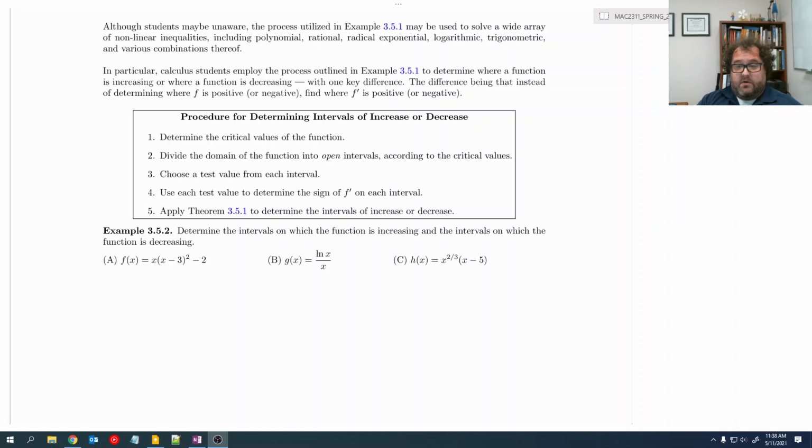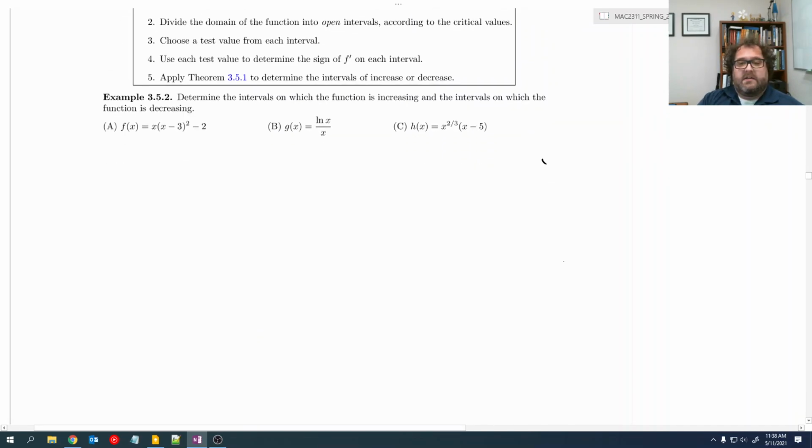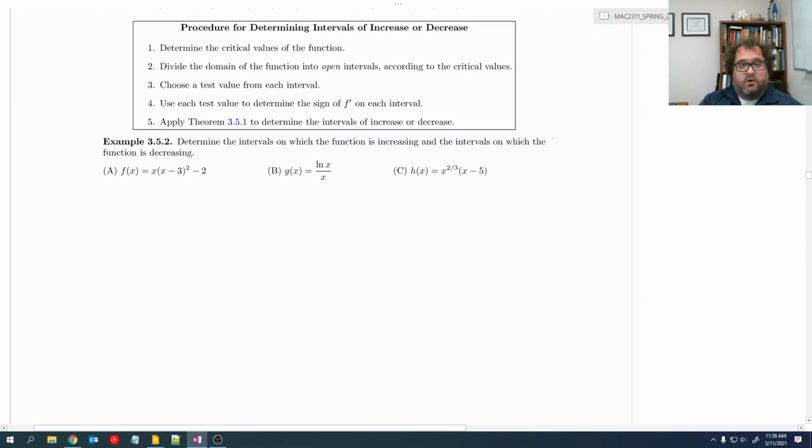Okay, so example A, nice polynomial. First step, I'll scroll back up so we can have our procedure visible. The first step is to find the critical values. The first thing I see when I look at f is a product and a composite function. You have the option to multiply it out and get a polynomial and use the power rule a couple times, but I'm just going to differentiate as is.